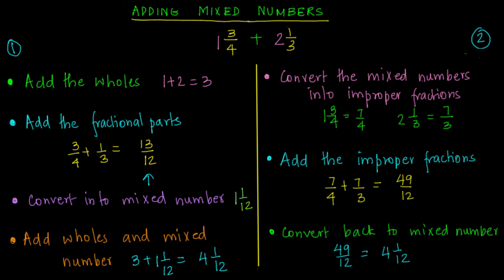In the second method, you convert both these mixed numbers into improper fractions. Then you add the two improper fractions and you get 49/12. And then you convert the 49/12 back into a mixed number and you get 4 1/12. There is no one correct method to add mixed numbers. I personally prefer this method. What I urge you to do is try out both these methods and then you decide for yourself which one you like more.